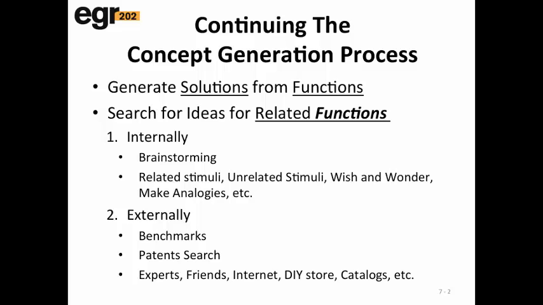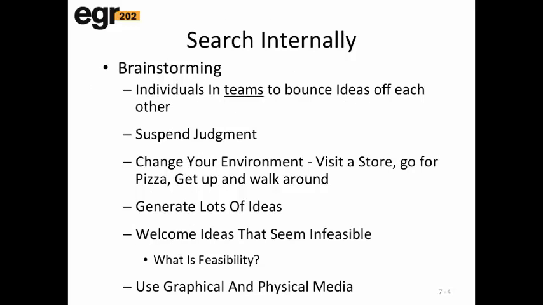You can also search patents, and we'll talk about that. You can also go talk to experts, talk to friends, search the internet, go to a do-it-yourself store like Home Depot or Lowe's, and just roam the aisles, and you'll come up with ideas that you never would have thought of otherwise. So to search internally, you do brainstorming, and I assume some of you have done brainstorming before, but it's important to do it in a way that's conducive to creativity.